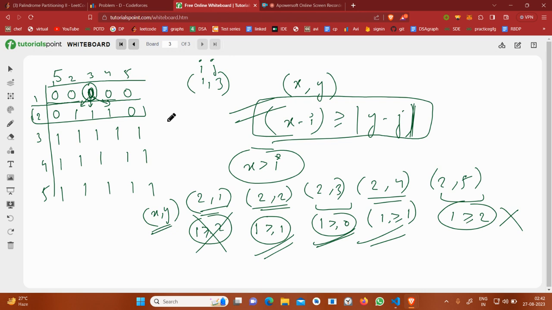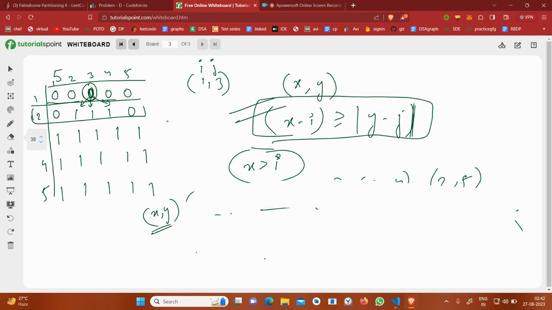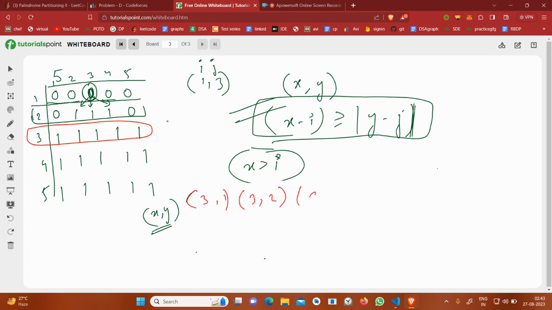Let's see further whether all other cells are also satisfying or not. Let's this time see for the third row. Okay, third row, I am considering the third row. So x comma y, so 3 comma 1, 3 comma 2, 3 comma 3, 3 comma 4, and 3 comma 5. So 3 minus 1, 2 is greater than or equal to 3 minus 1.